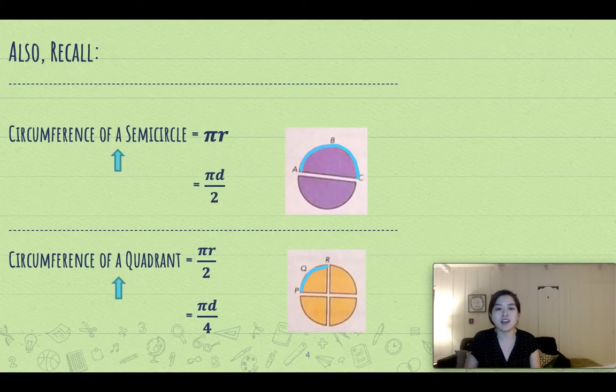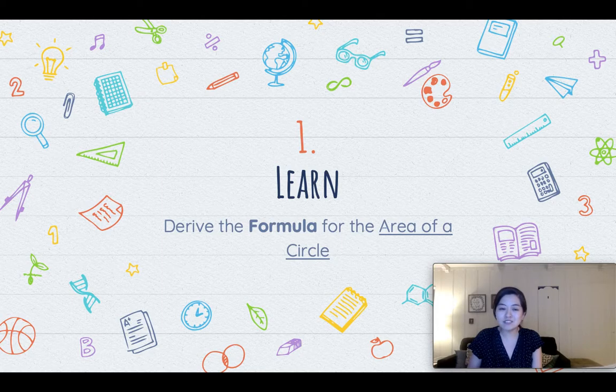All right. And recall that the circumference of a semicircle is pi times r or pi times d over 2. And the circumference of a quadrant is pi times r over 2 or pi times d over 4. But for me, I haven't memorized the circumference of a semicircle or a quadrant because I know I can easily get to it with my knowledge of the definition of a semicircle, which is half a circle, and quadrant means 1/4 of a circle. Okay, so let's derive the formula for the area of a circle now.